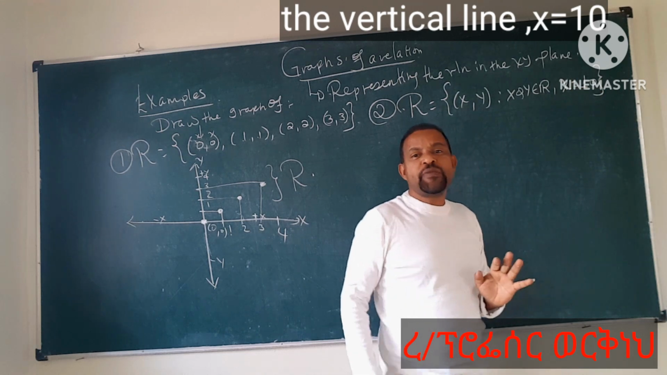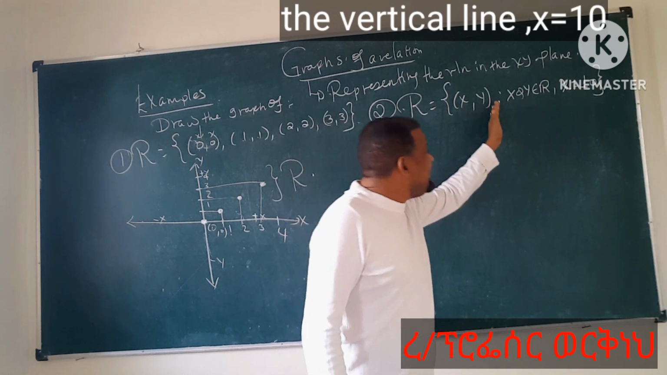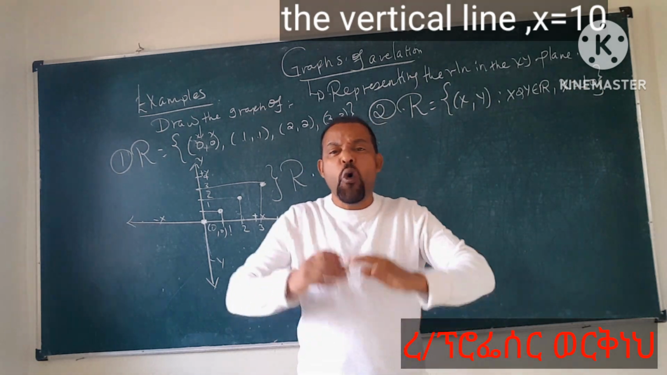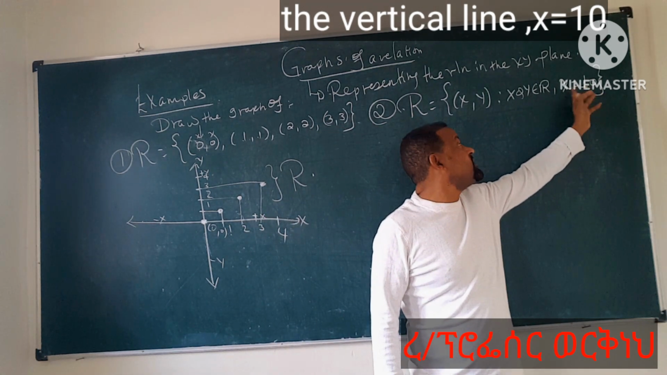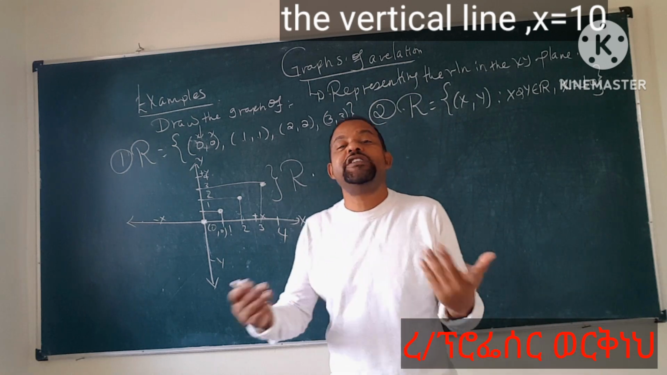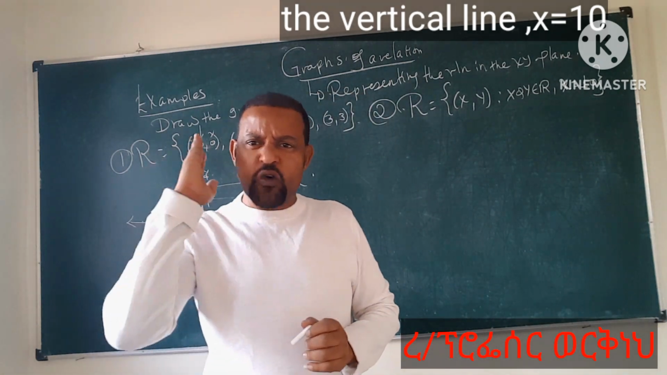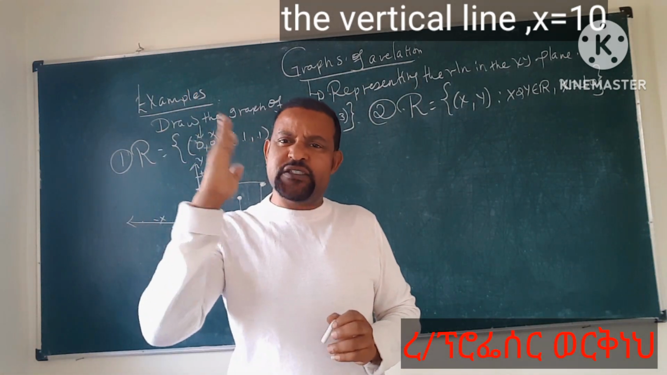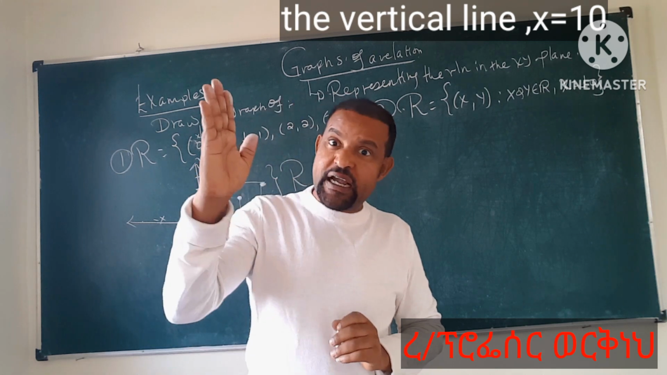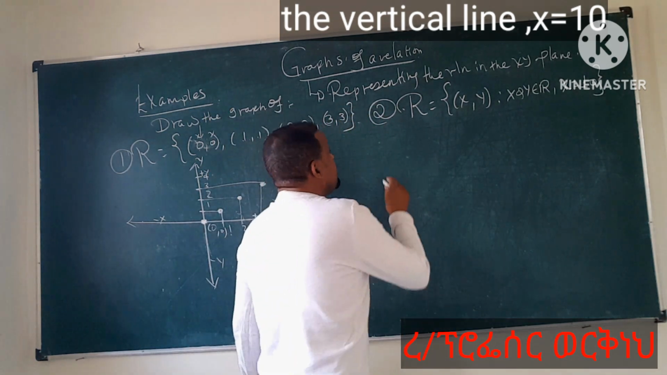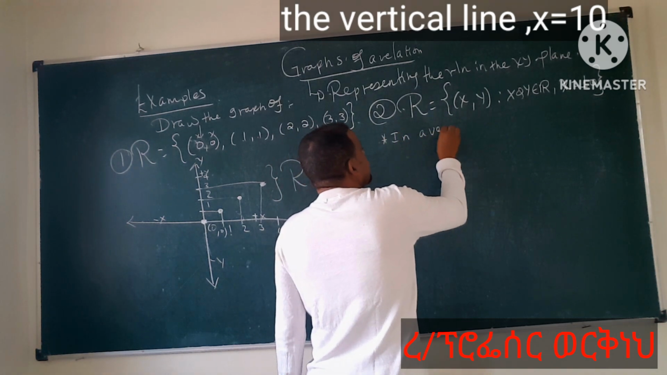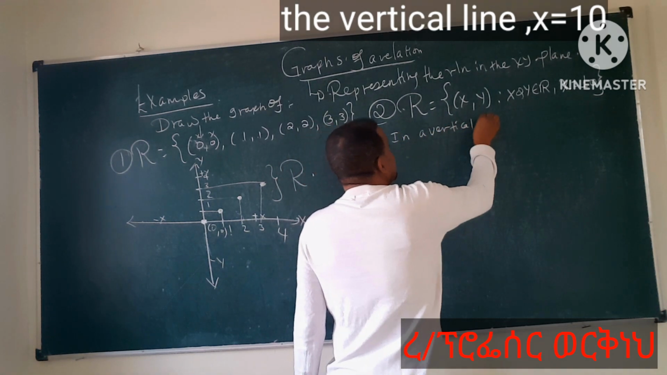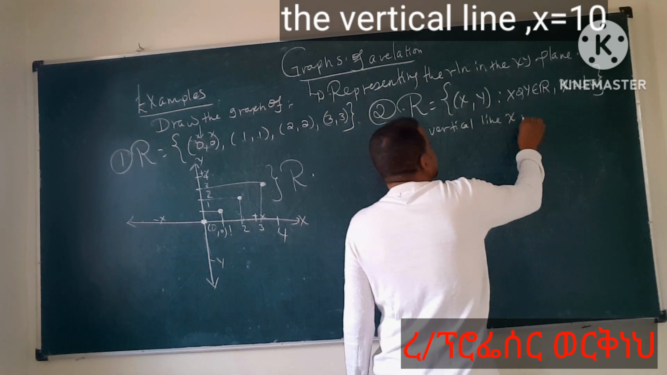That means this method works for all x equal to a constant. x equal to a constant means those vertical lines, always x constant. In a vertical line x is constant, right? Remember this: always, in a vertical line, x is constant.